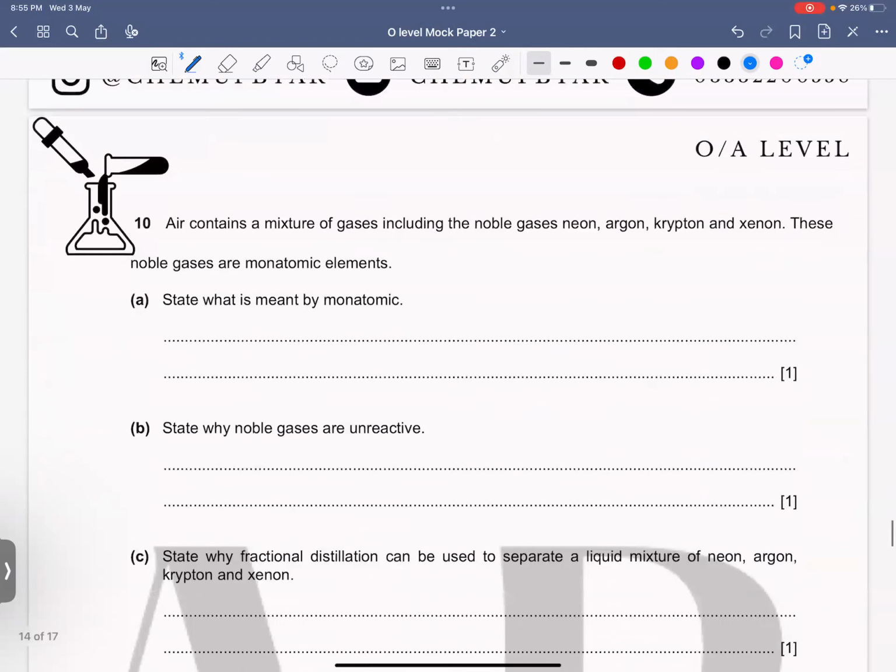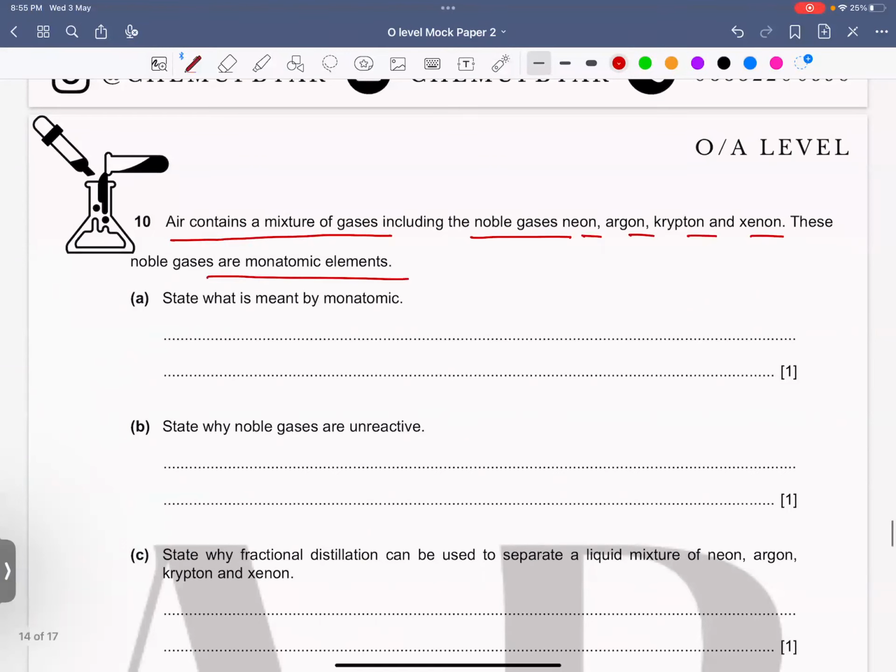Now, question number 10. Air contains a mixture of gases including noble gases: neon, argon, krypton, and xenon. These noble gases are monoatomic elements. What is meant by monoatomic? It exists as a single atom.